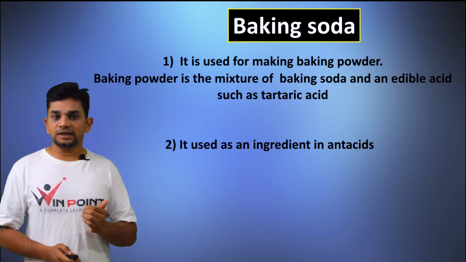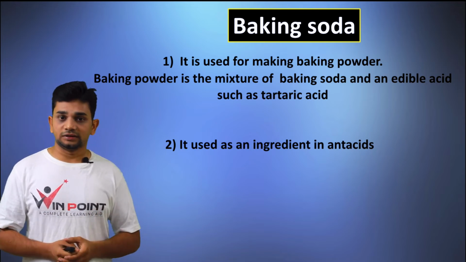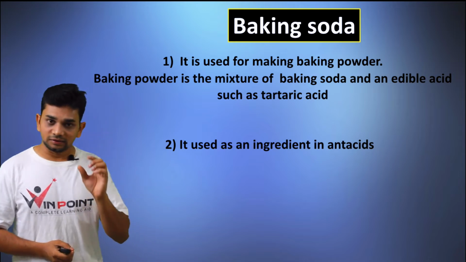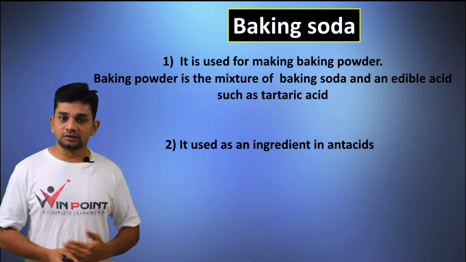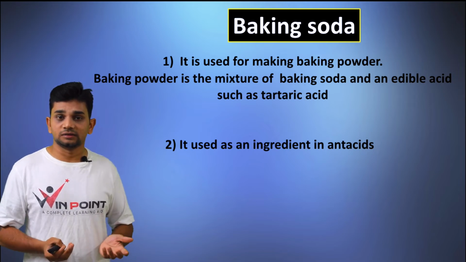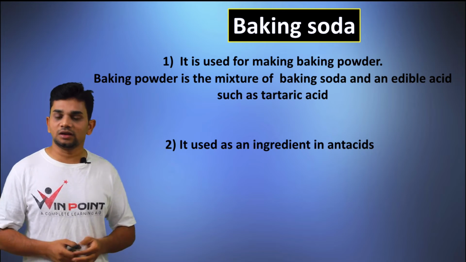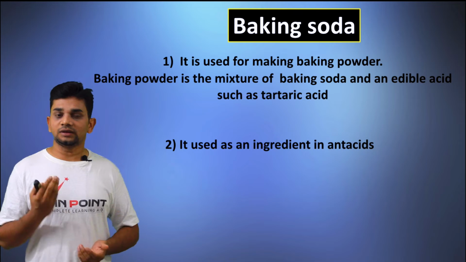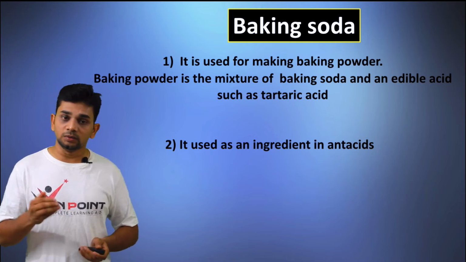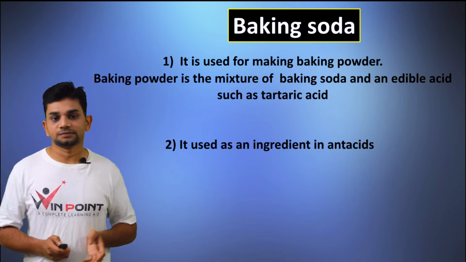Second one, it is used as an ingredient in antacid. What is antacid? We already discussed that, right? Antacids are the medicines which we take for acidity. For digestion, our stomach produces hydrochloric acid. If that amount is in excess, we take an antacid like milk of magnesia. It will neutralize the excess amount of acid in our stomach, right?